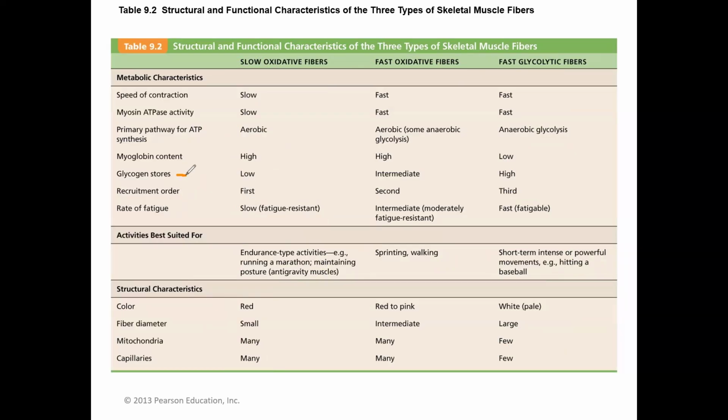So let's see which one has more glycogen in-house to make ATP. The fast glycolytic have the highest amount of glycogen, so it's more easily available. If something's already available inside the muscle, it can use it quickly. Therefore, it can contract faster.